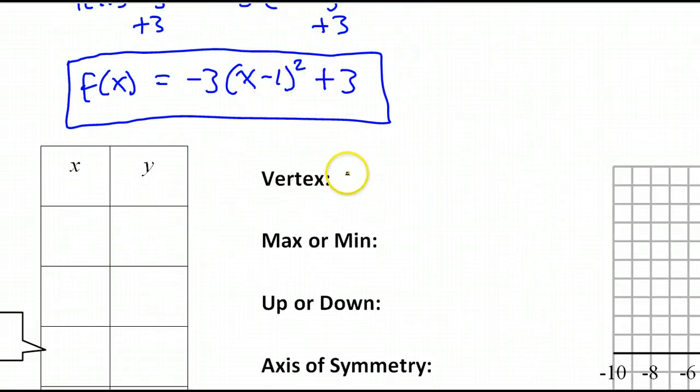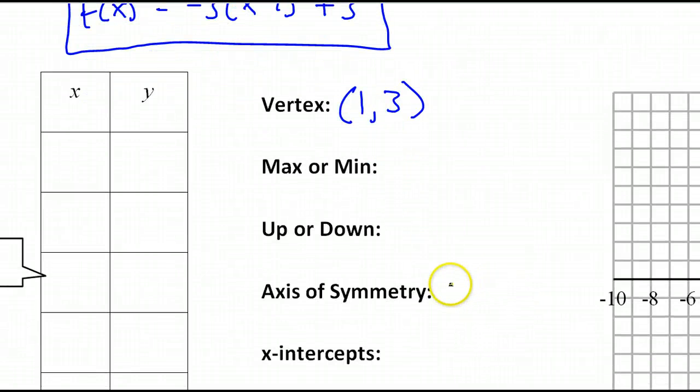So the vertex is +1, 3. It's the opposite of this, comma that, which also gives me the axis of symmetry, which will be x equals what? 1, because of that.